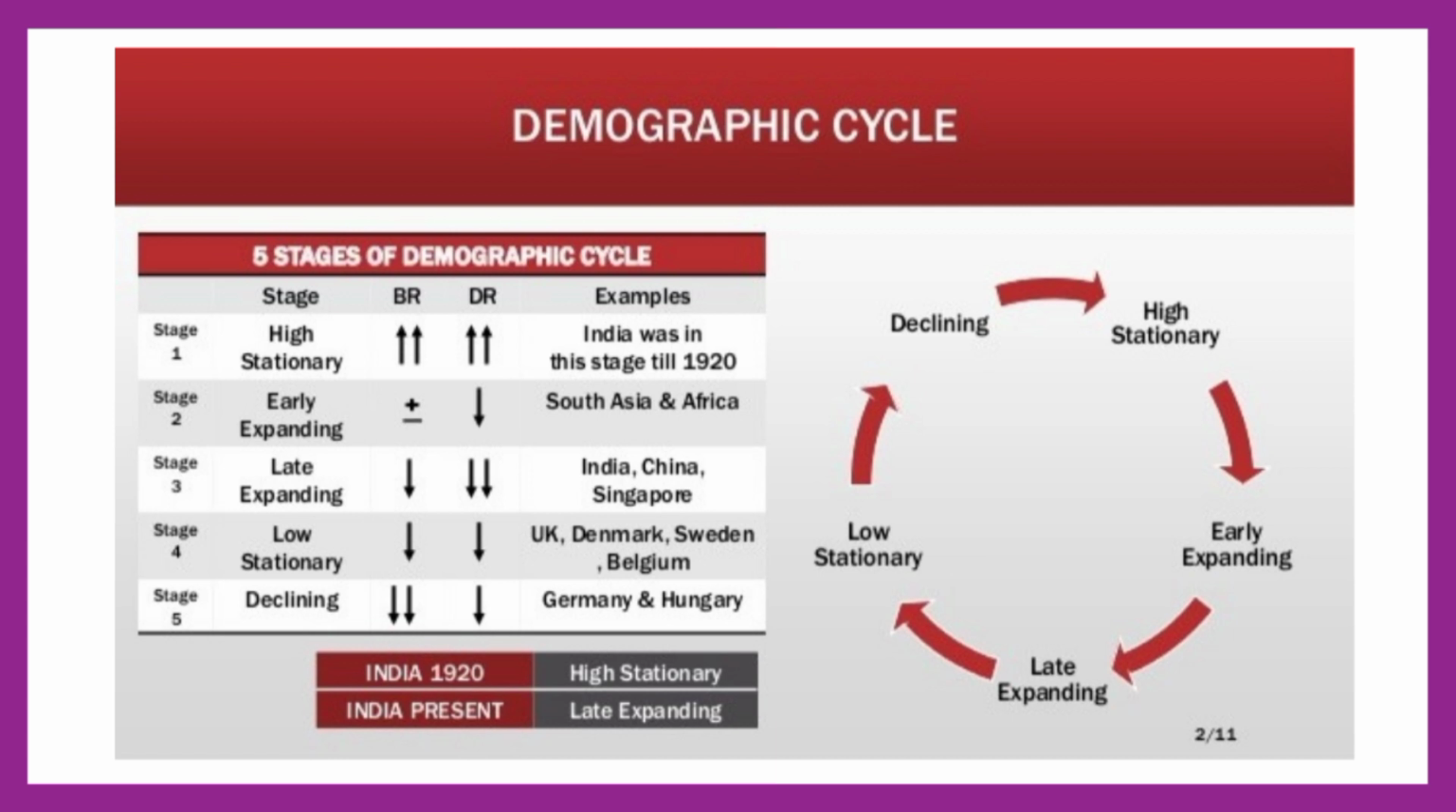That means birth rate is also high, death rate is also high. As you can see here, both the arrows are upwards. So this is the high stationary stage. That is the reason this first stage is known as high stationary, because both natality, which is known as birth rate, and mortality, which is known as death rate, both are high.